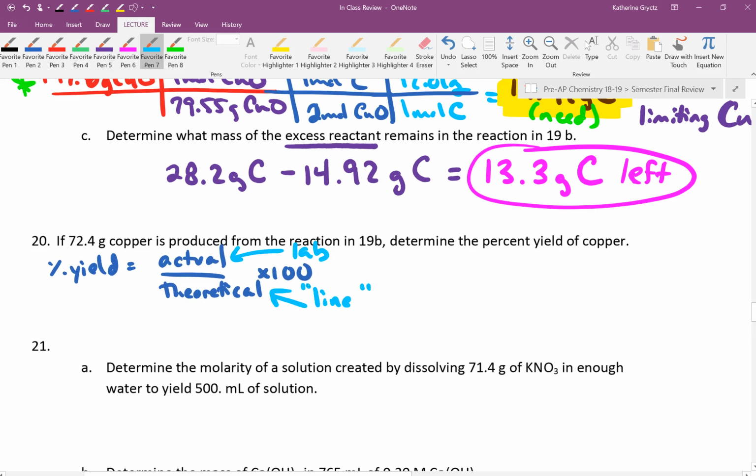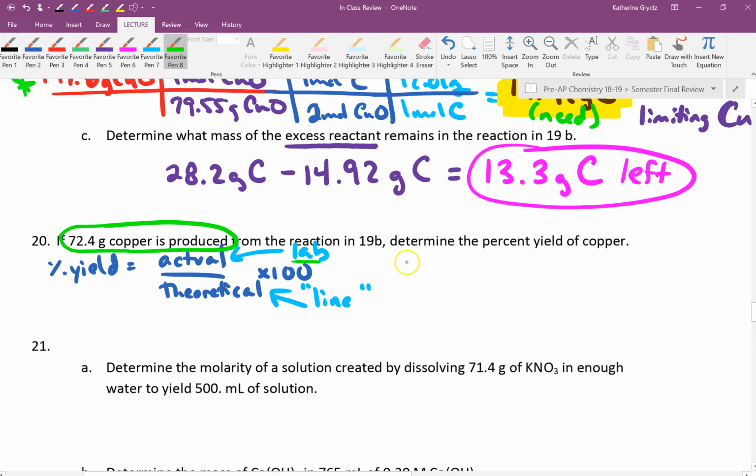Okay, so everything we've been doing so far in this review is all theory. We haven't actually gone anywhere and found anything. So you should know that when you go to lab, it doesn't always work out perfectly how the math says. Things happen, things spill, air current blows things around. So there's always some error in there. So for the purposes of this problem, you're not going to the lab to work this review or the test, so I'm going to have to give you the lab number. Okay, so this is what this is. It's the 72.4 grams of copper actually produced in 19B.